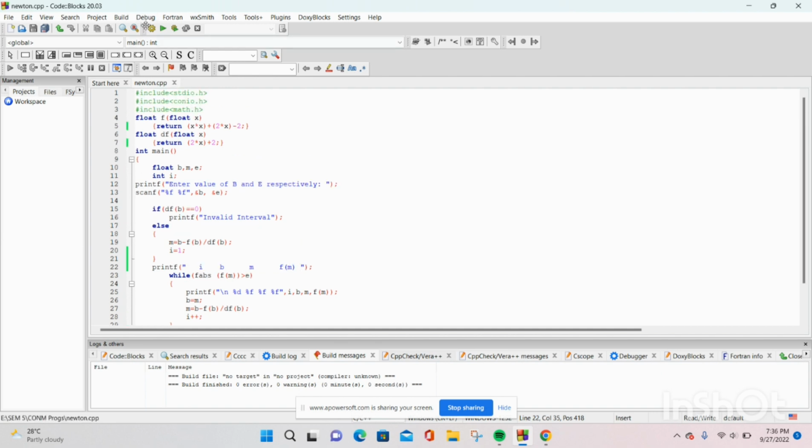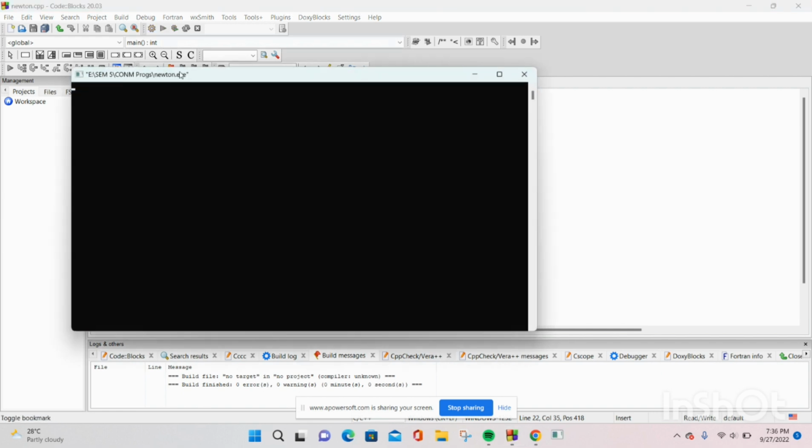Compiling the code and then running. First, the value of b is 1.000 and the value of e is 0.0001. So here we get the root in 3 iterations.